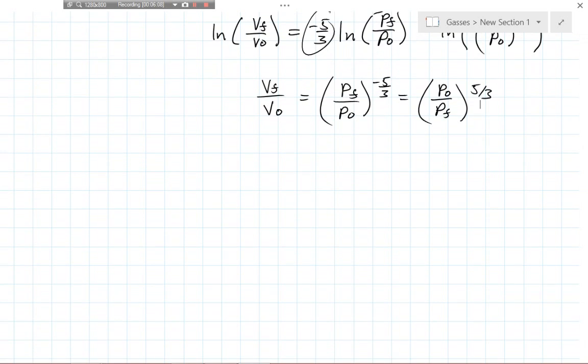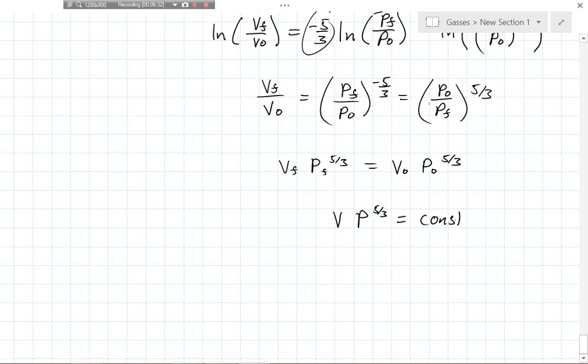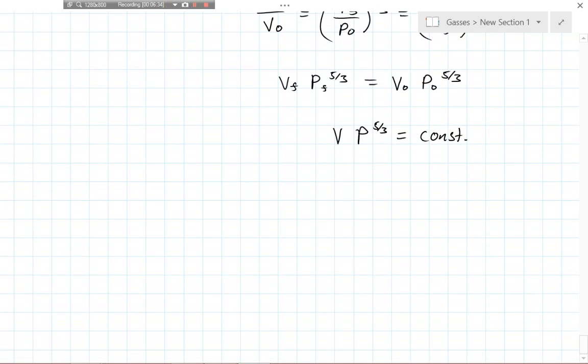And now I want to move all of the final stuff to one side and the initial values to the other side. So if I do that, I have that V final times P final raised to the 5/3 power is equal to V initial times P initial raised to the 5/3 power. Or in other words, V times P raised to the 5/3 power is equal to a constant. And so this gives us the relationship between pressure and volume for an adiabatic process.